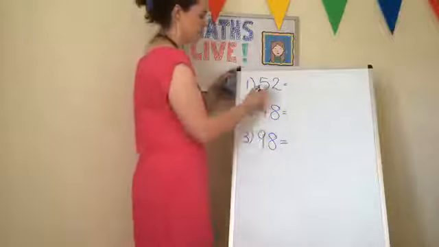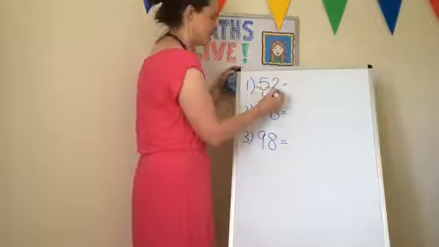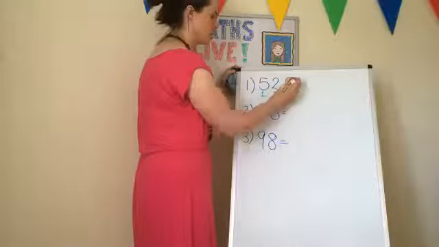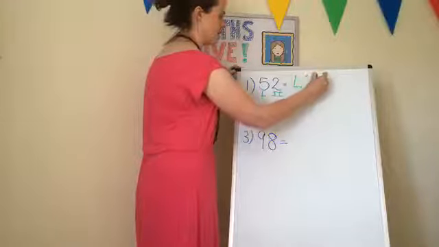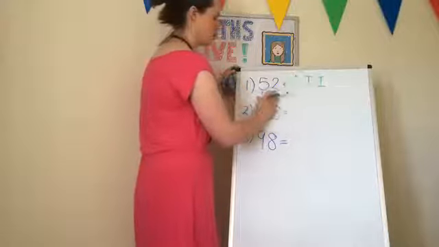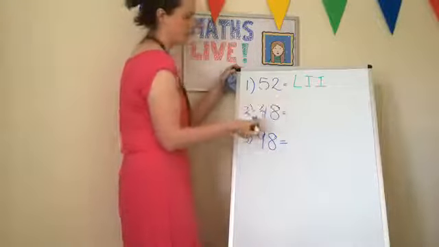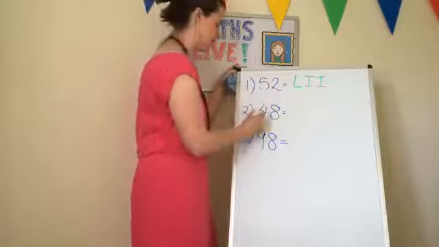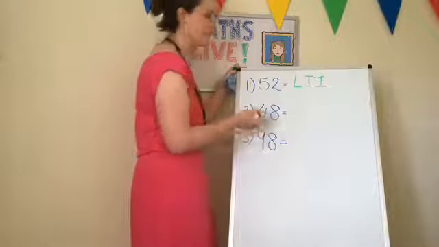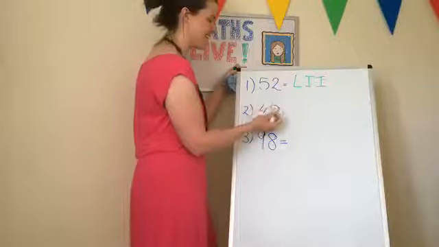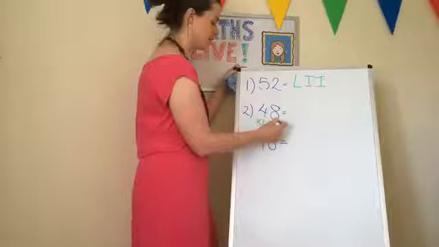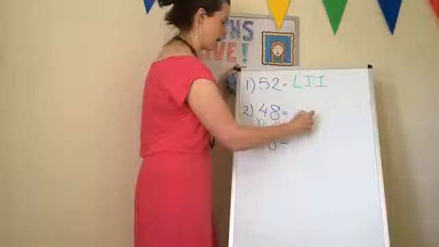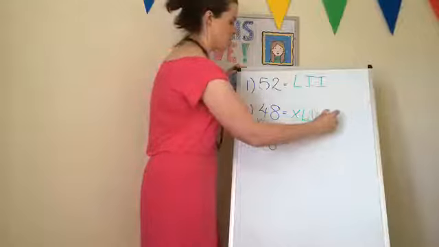So, 50. 50 is L, I for 2. So it's L, I. Okay, well done. Now, 40, remember, 40 is 10 less than 50. So that's XL. And 8 is 5, 6, 7, 8. So it's X, L, V, I, I, I.